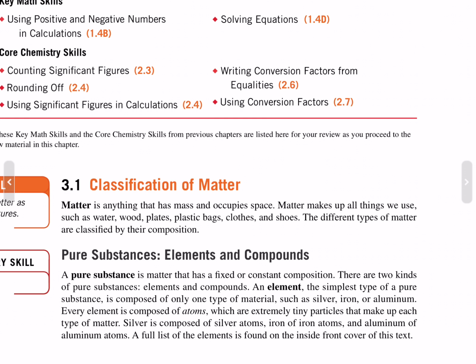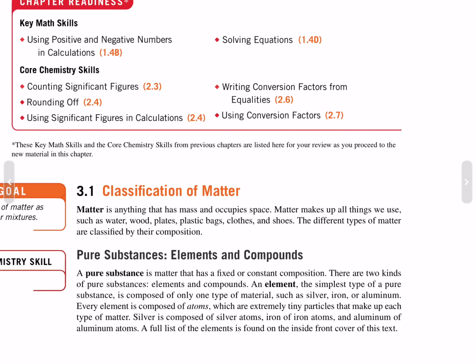Pure substances: elements and compounds. A pure substance is matter that has a fixed or constant composition. There are two kinds of pure substances, elements and compounds. An element, the simplest type of pure substance, is composed of only one type of material, such as silver, iron, or aluminum. Every element is composed of atoms, which are extremely tiny particles that make up each type of matter. Silver is composed of silver atoms, iron of iron atoms, and aluminum of aluminum atoms. A full list of elements is found in the periodic table in the inside cover.